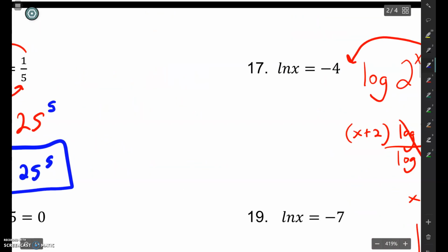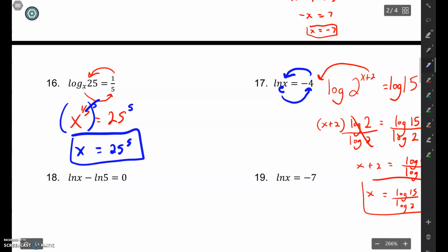And when you see a natural log, you got to remember this or you will be screwed. There's a base of e that's invisible there. So it's e to the -4 equals x. You make your around the world, okay?